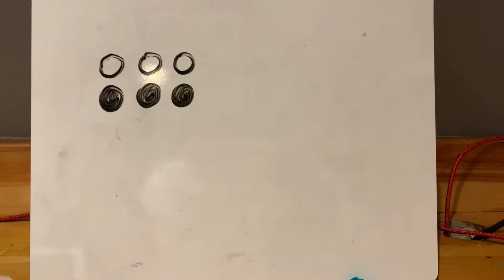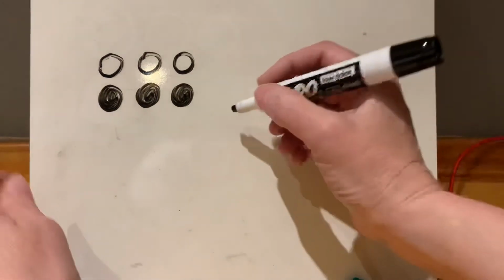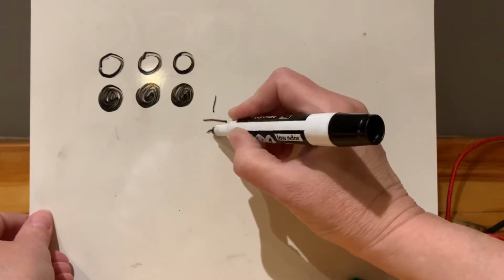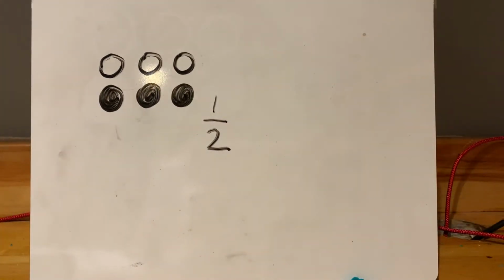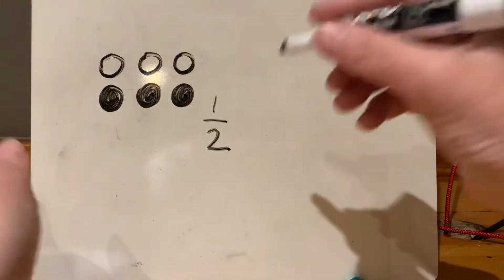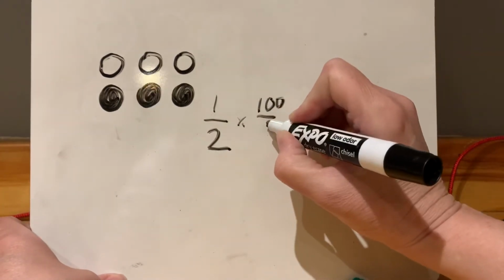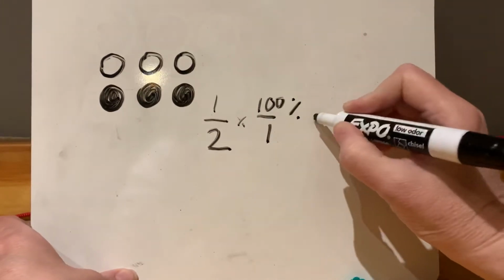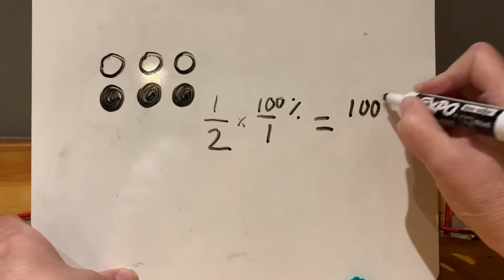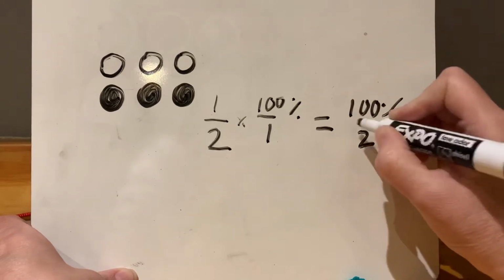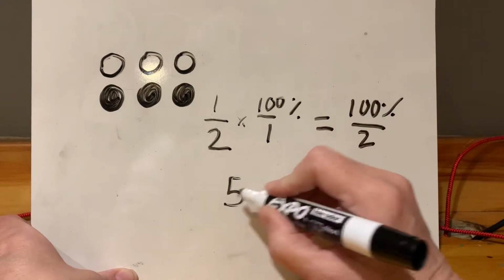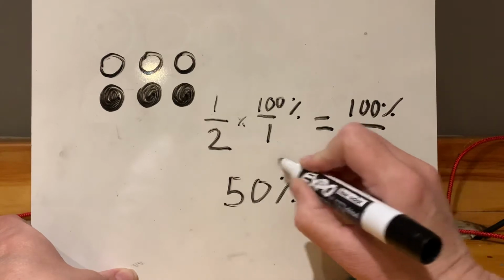To name part of a group as a percent, we first name the part as a fraction. We would first have it named as 1/2. Then we convert the fraction to a percent. We do that by multiplying by 100. So 1/2 multiplied by 100% equals 100% over 2, which would equal 50%.